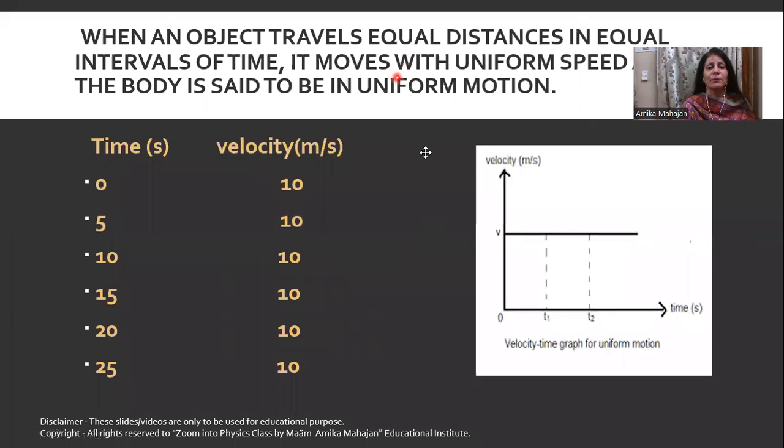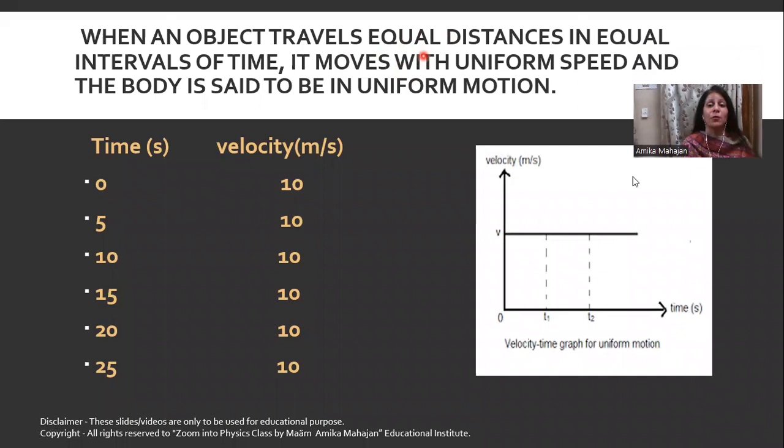What is uniform motion? When a body or an object travels equal distances in equal intervals of time, that body is said to be in uniform motion and moving with uniform speed as well as uniform velocity. Why am I taking uniform velocity? Because it is straight line motion, direction is not changing and magnitude of velocity is also not changing.